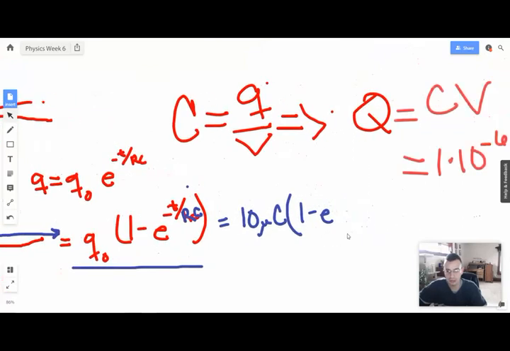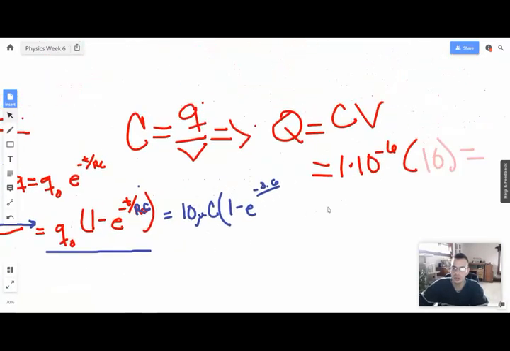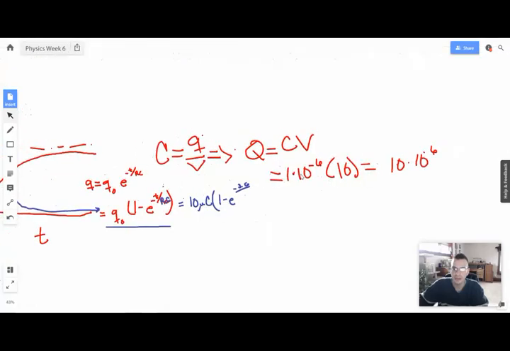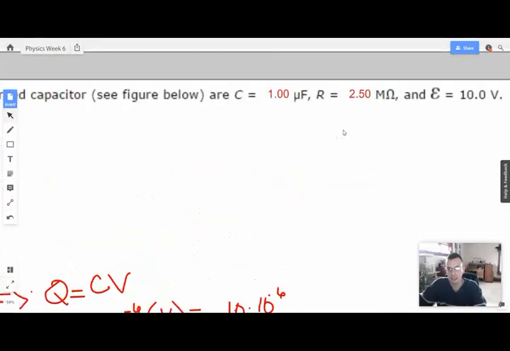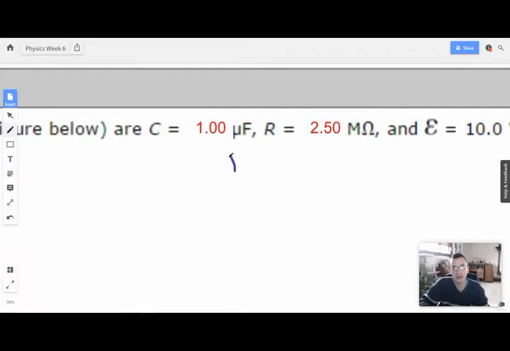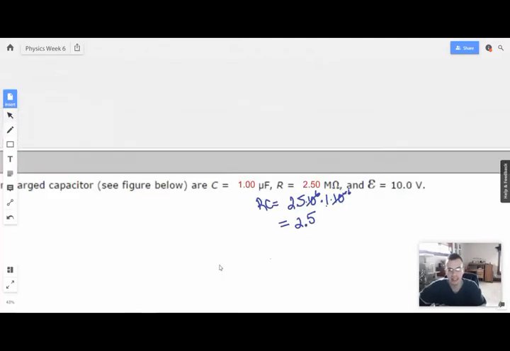Now we need to do some math. So it'll be negative 3.6 over R, which is something huge, wasn't it? 2.5 times 10 to the 6th. So I'm just going to solve RC up here. RC equals 2.5 times 10 to the 6th times 1 times 10 to the negative 6. Cancel, cancel, equals 2.5. Okay? And I think that's actually measured in seconds.